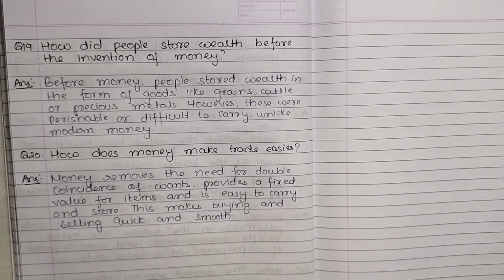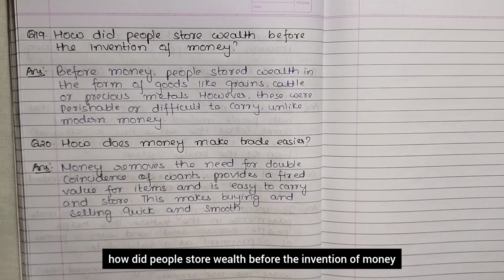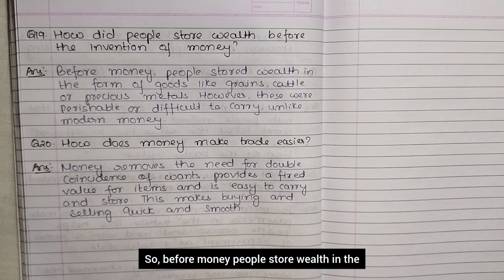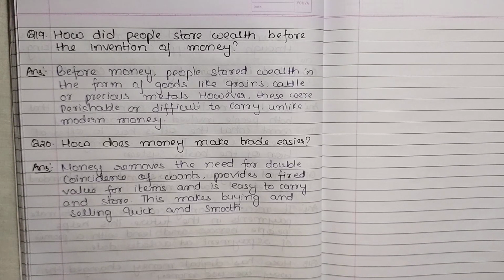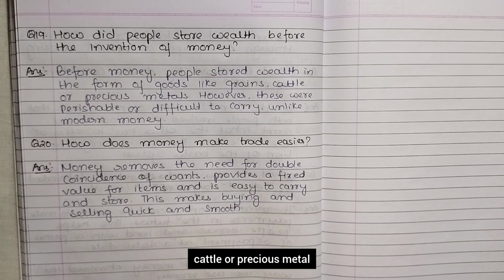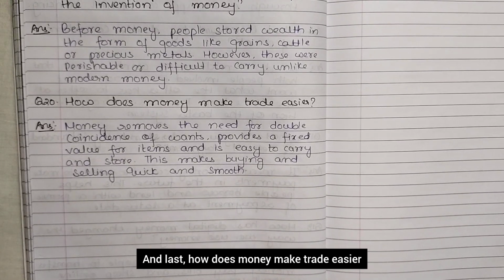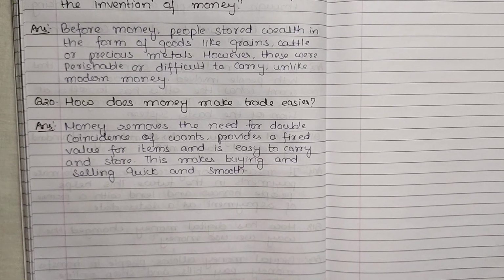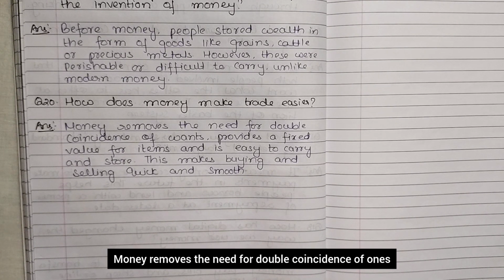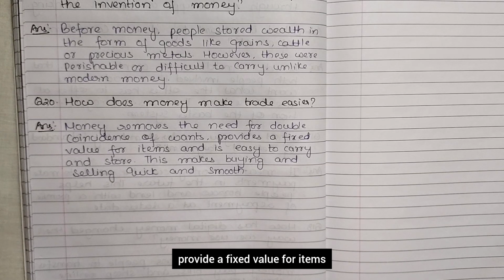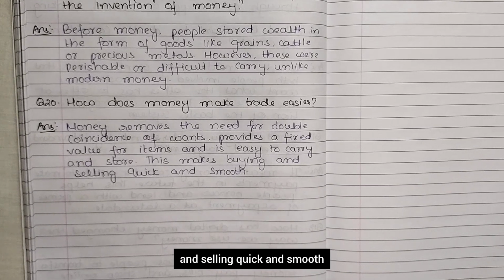So question number 19. How did people store wealth before the invention of money? So before money, people stored wealth in the form of goods like grains, cattle or precious metal. However, these were perishable or difficult to carry unlike modern money. And last, how does money make trade easier? Money removes the need for double coincidence of wants, provides a fixed value for items and is easy to carry and store. This makes buying and selling quick and smooth, right?